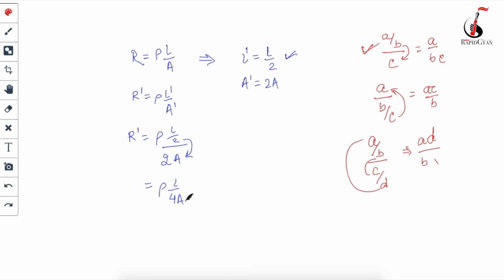So you can see this is your first case. This will become rho L upon 4A. So can I write this like 1 by 4 times rho L upon A? Yes. And what's the value of rho L upon A? Rho L upon A is nothing but R. So R dash is equal to 1 upon 4 times R, means the new resistance will be 1/4 of the original resistance. Original resistance in your question was 4 ohm, so 4 divided by 4 is equal to 1 ohm. So your new resistance is 1 ohm.